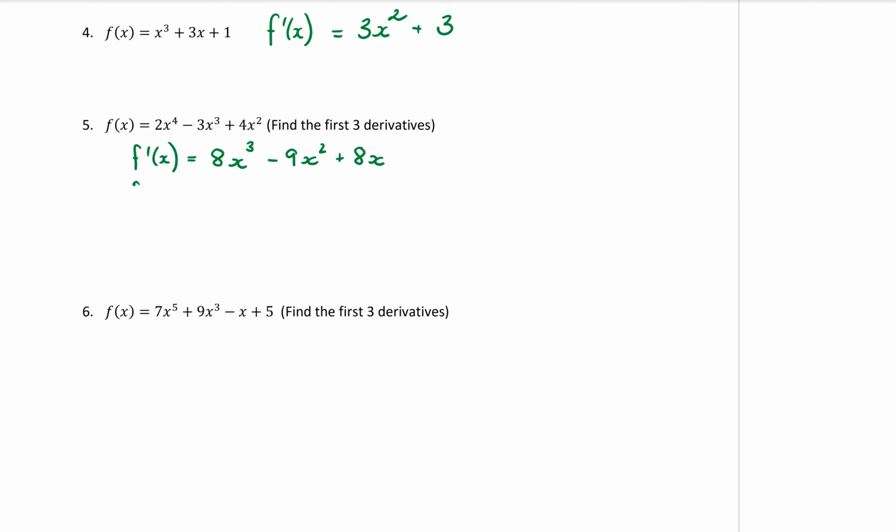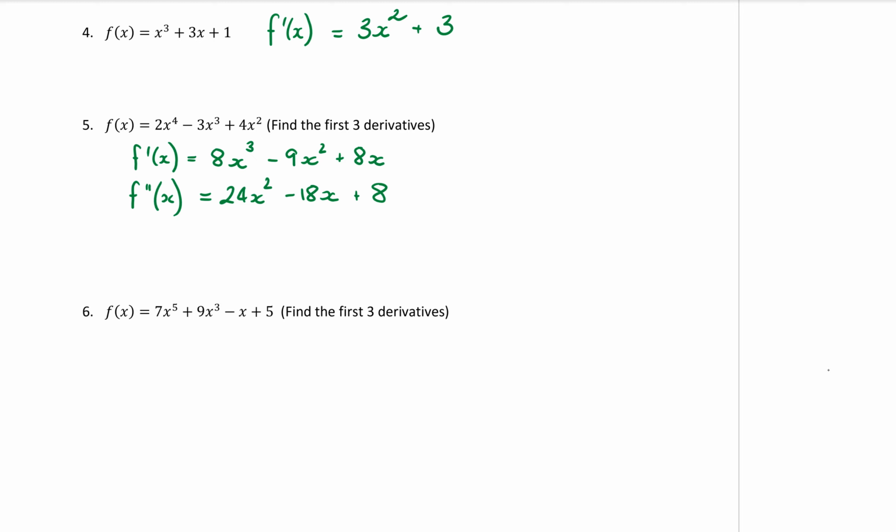To do the second derivative means we want to repeat that process. We put a double dash there, meaning second derivative, but the process is the same. We times the 3 with the 8 to get 24x, subtract 1 from the power is squared. 2 times by negative 9 is negative 18x, subtract 1 from the power, so just x to the power of 1. And the 8x, because there's just an x to the power of 1 there, would just become an 8.